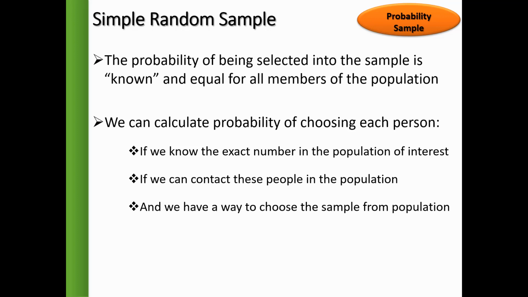Simple random sample: the probability of being selected in the sample is known and equal for all members of the population. We can calculate the probability of choosing each person if we know the exact number of the population of interest, and we know that. We know the population of the School of Business. We also need to be able to contact these people, so if the registrar were to give us all the student numbers, and we got permission to email all those people, and we had a way to choose the sample from the population, maybe every 10th person from that list. But we did not have the list of student numbers, so we could not do probability sampling. We only had access to MR 2300 students.